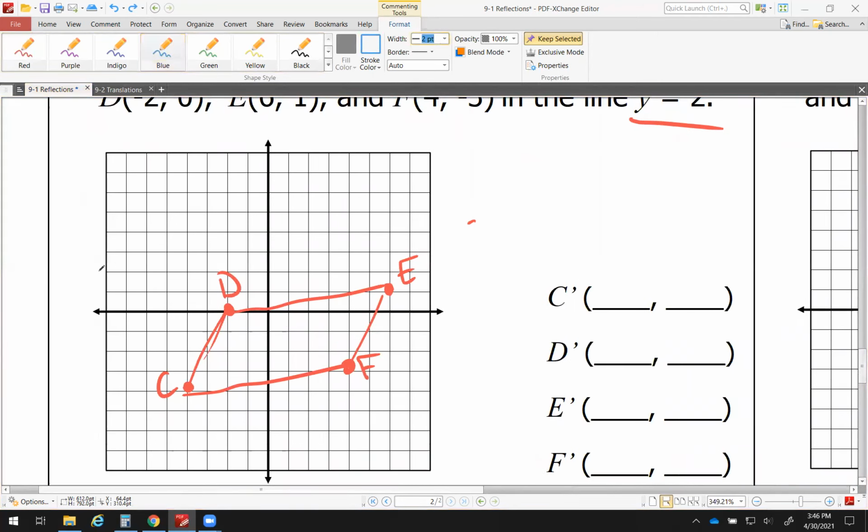Now, the line y equals 2 is this horizontal line that I'm highlighting that goes right through my letter E. So C prime, since C is 1, 2, 3, 4, 5, 6 units down, C prime will be 6 units up. D prime will be 2 units up because D is 2 units down. E is just 1 unit up, so E prime is right there, and F prime is 5 units up, so 1, 2, 3, 4, 5 right there. So C, D, E, F.